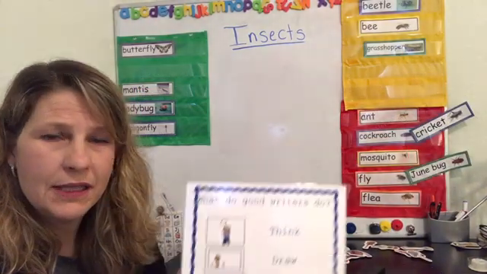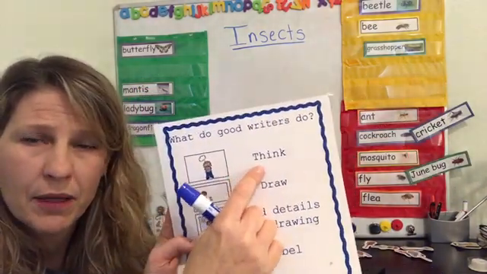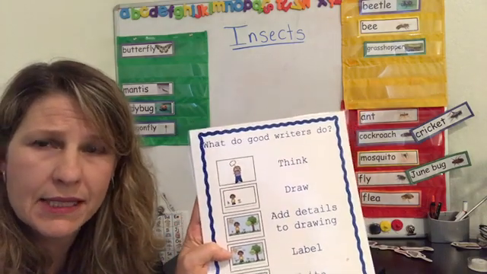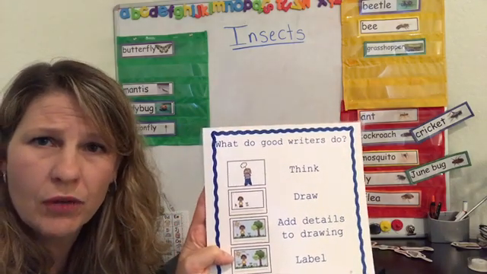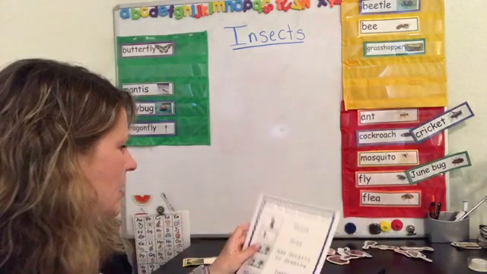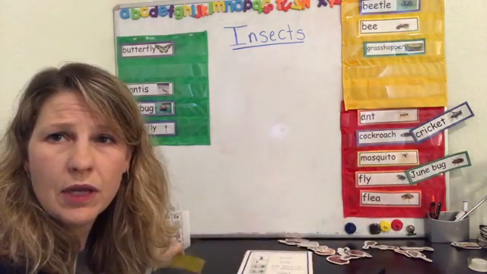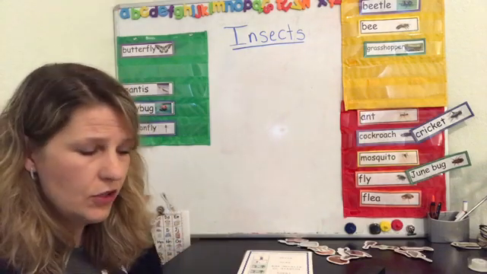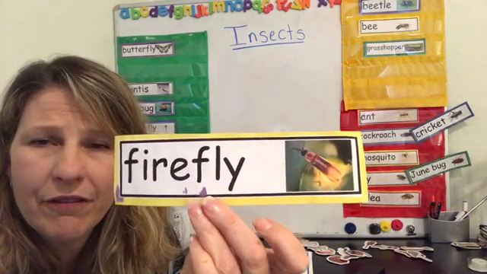I hope you all did some good thinking and came up with some insects. Maybe you can use some of my insects, or you maybe thought of some of your own. But the next thing that we do in our writing process is we draw. So I'm going to choose an insect that I like. This week we're going to write about insects we like. So I'm going to say that I like the firefly.